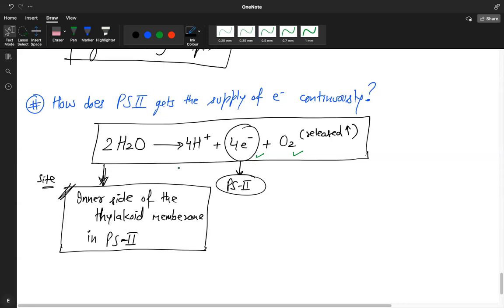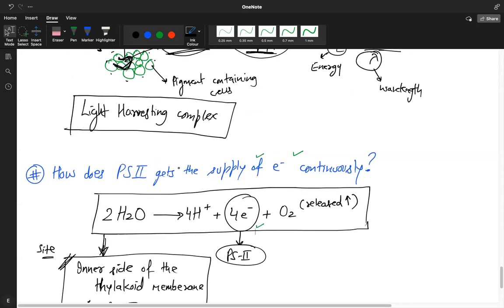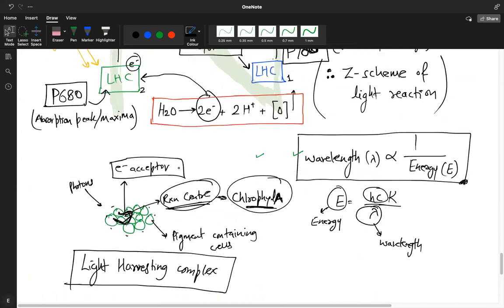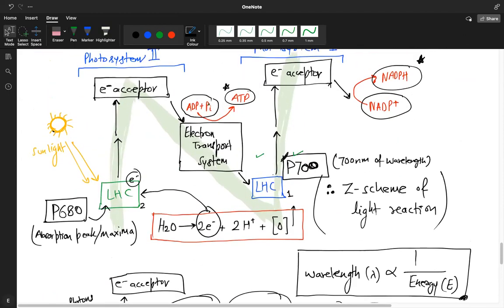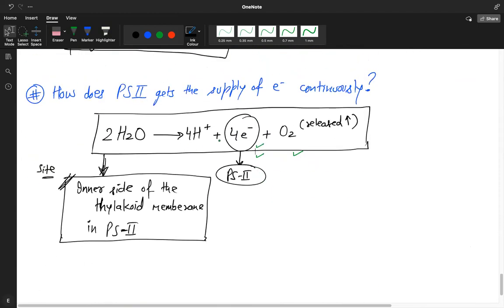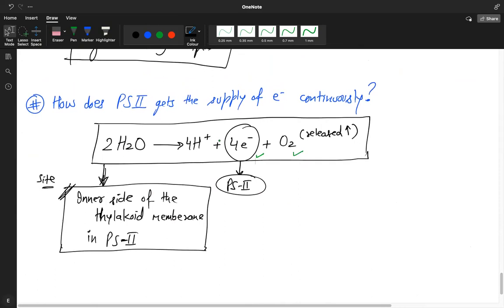Sorry? They get converted to ATP. ATP does not need protons. It just needs energy, right? Everything that ATP needs is present in the cell, ADP plus Pi. Do you understand? It will be released, right? It will also be released somewhere.